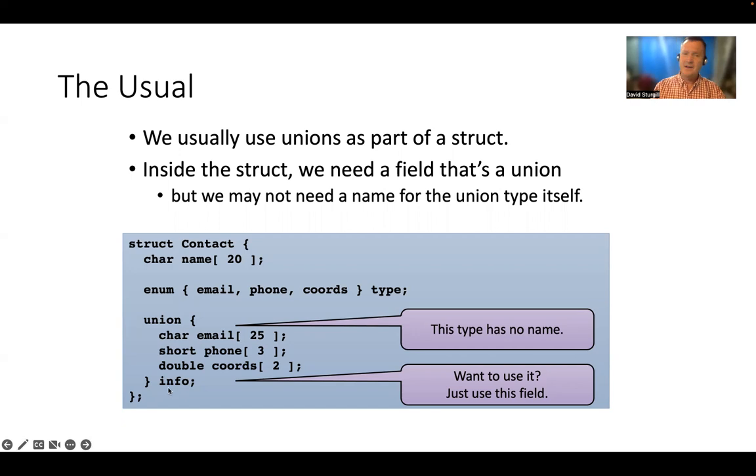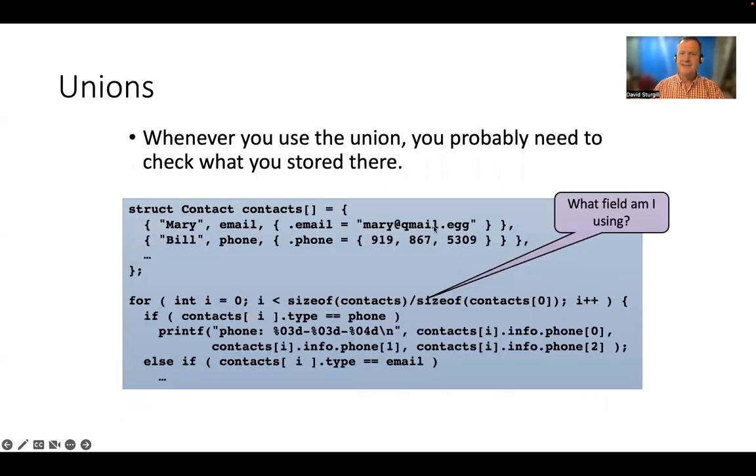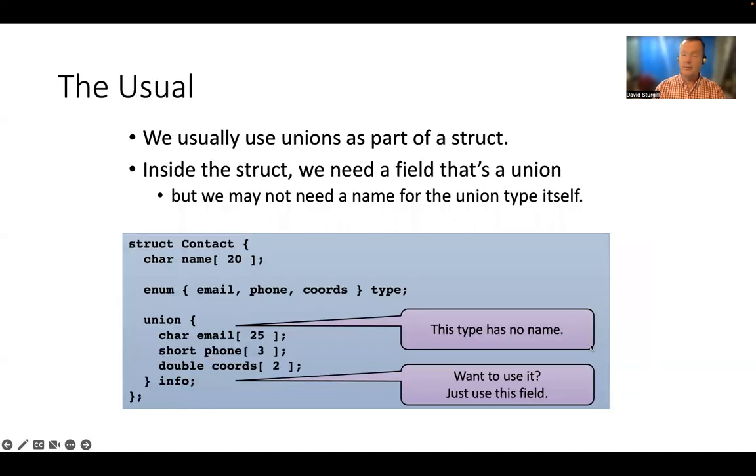And then, backing up a couple of slides, that's kind of what I did here. If you want to get an element of your array of contacts and you want to get the phone number part of that, that's contacts, whichever element you want, the info field, and then the phone number part of the union. So just defining the union inside the struct and not even bothering to give a name for the type usually works just fine.